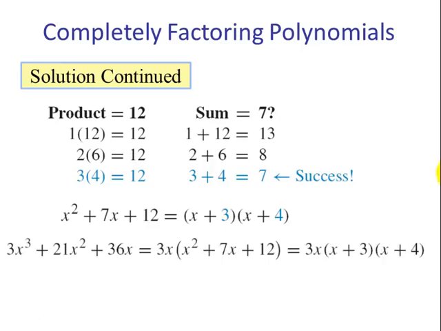So our final answer would be 3x times the quantity x plus 3 times the quantity x plus 4. So that polynomial factored into a monomial times a binomial times another binomial.